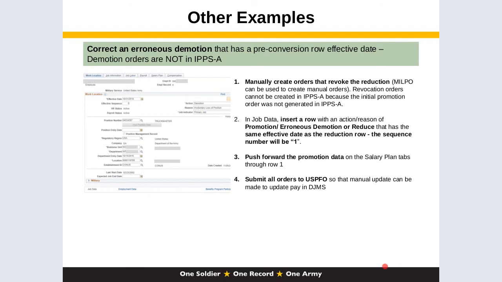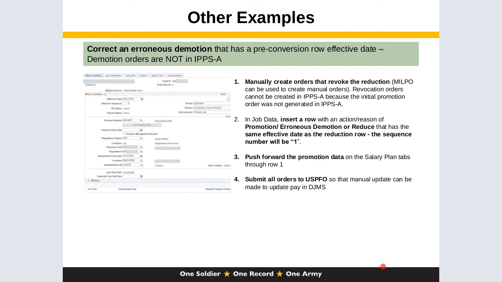So here's another example of a correction. This is an erroneous demotion that occurred pre-conversion, that is within the pre-conversion rows. That just means up front the demotion orders are not in IPPS-A, which means you can't use IPPS-A to create a revocation of demotion orders. So the first thing you're going to have to do is manually create those orders to revoke that reduction.